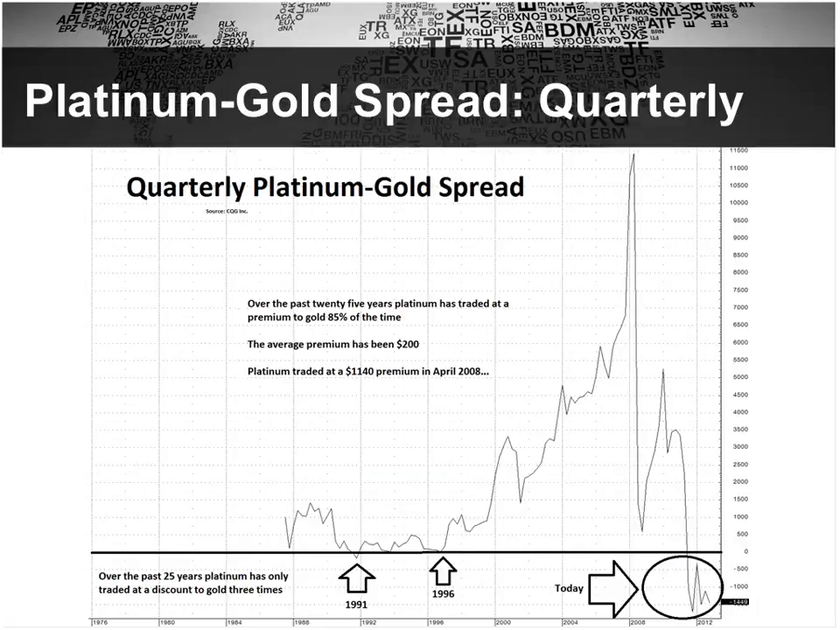Now let's go to a chart of the platinum-gold spread, a quarterly chart, which gives a lot of information. Over 25 years, platinum has traded at a discount to gold only 3 times. The average premium for platinum over gold during 25 years was $200. And in April 2008, before the financial crisis hit, platinum actually traded at a $1,140 premium over gold, which was an overextension in the other direction, but we'll talk about that later. 85% of the time, over 25 years, platinum was at a premium to gold, and that's on the quarterly chart.